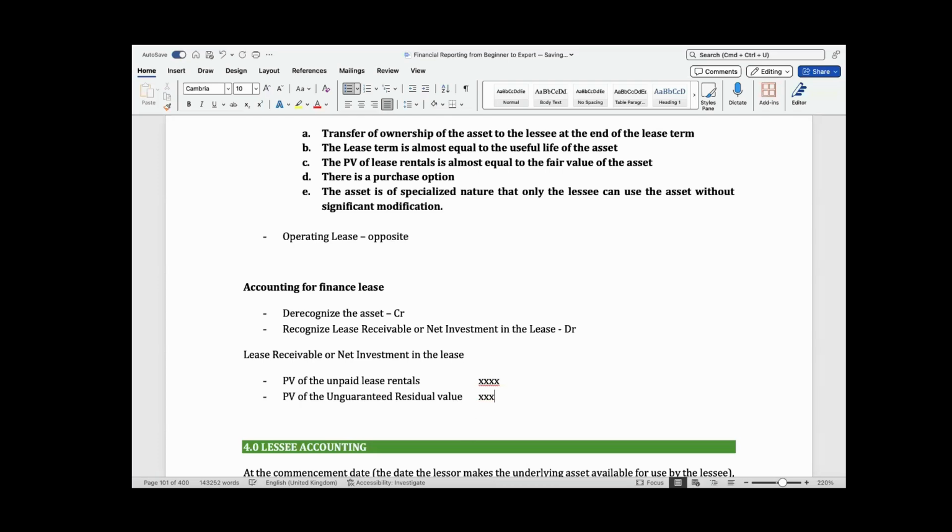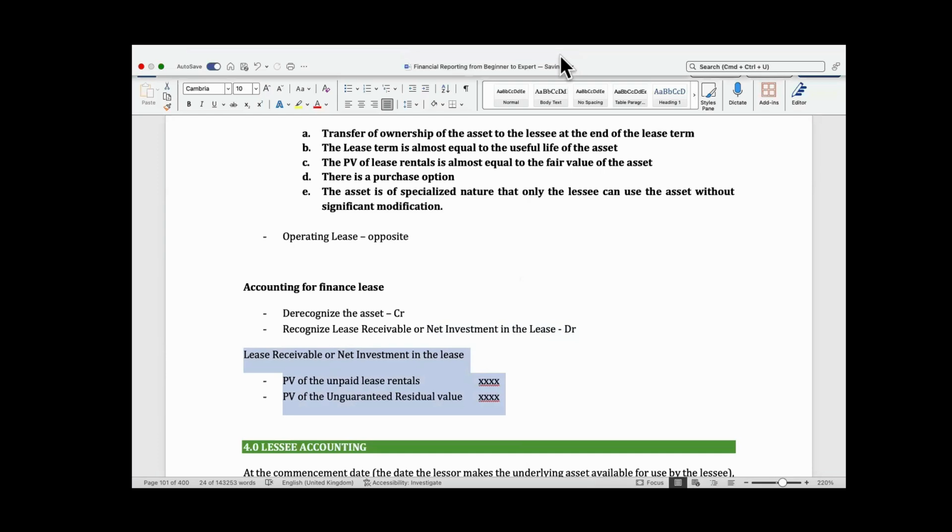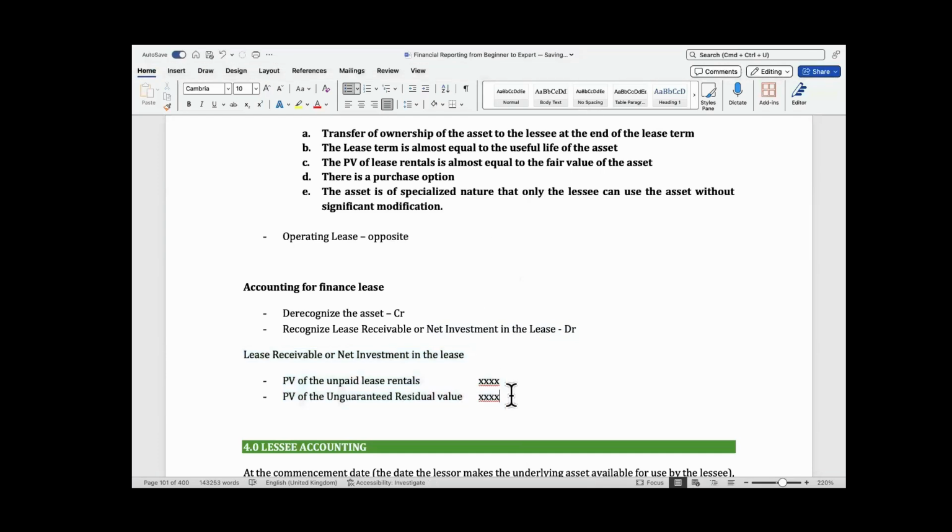And the addition of these two is how we calculate the receivable or the net investment. The addition of the two. So this is how we compute lease receivable or net investment in the lease: PV of unpaid lease rentals plus PV of unguaranteed residual value.